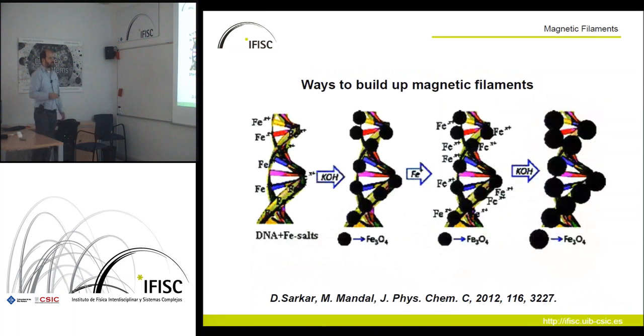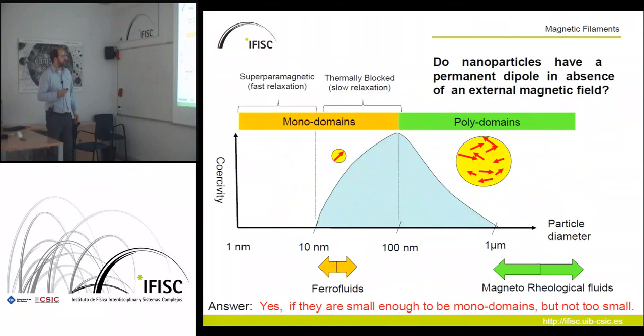There are many methods, but one, for instance, that caught my attention was this one, in which you directly create the magnetic particles on top of the molecule of the DNA bases. That's another way also to do it. And in all the cases, we are interested in ferromagnetic colloids, so that they have a permanent magnetization even in the absence of an external magnetic field.